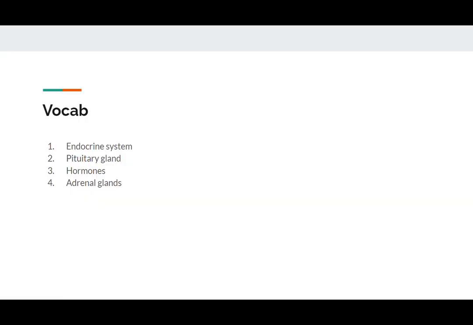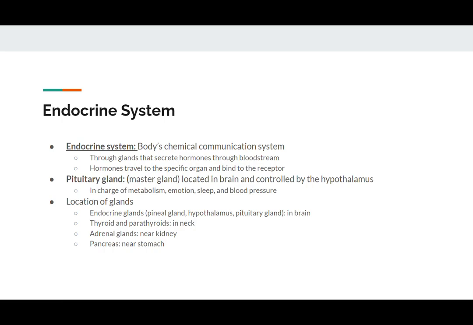Okay. So these are the vocab we need to know for this subunit: endocrine system, pituitary gland, hormones, and adrenal glands. So the endocrine system is our body's chemical communication system. It operates through glands that secrete hormones through our bloodstream, and those hormones will travel to the specific organ and then bind to the receptor. And then that's how a desired response is created.